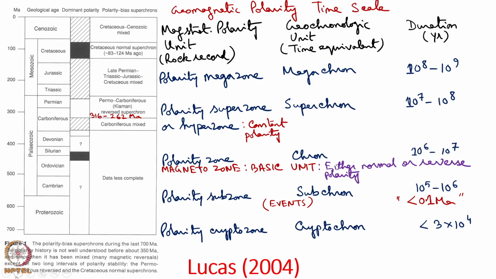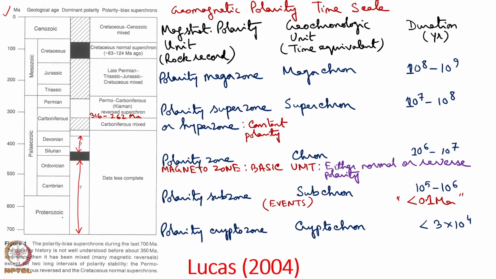Understanding about the magnetostratigraphic column. This one is a compilation from Proterozoic and it goes up to Cenozoic. First thing is that we do not have a good or convincing data set over here, so a question mark is given. It is difficult to establish the normal and reverse polarity zones clearly.